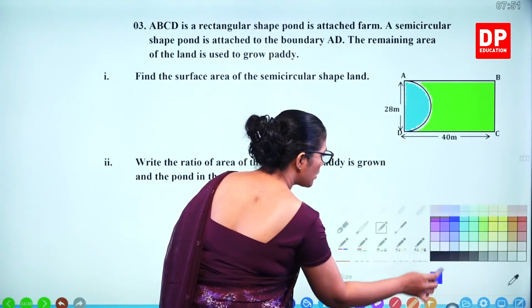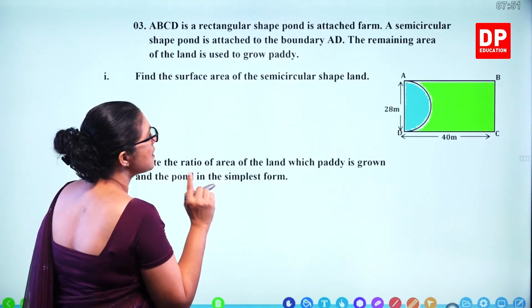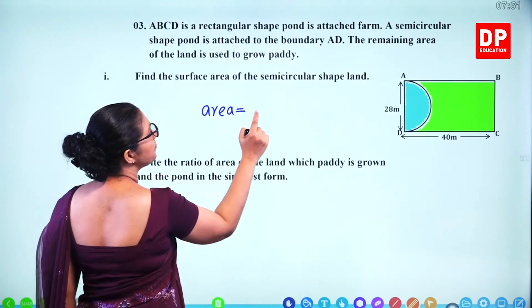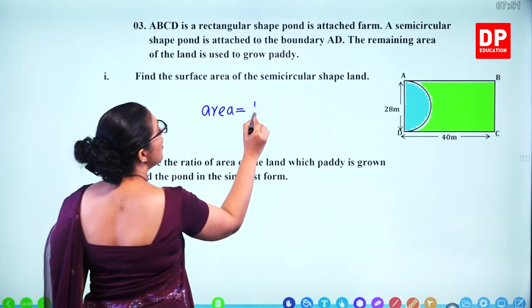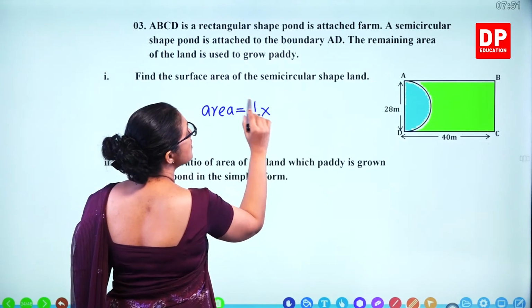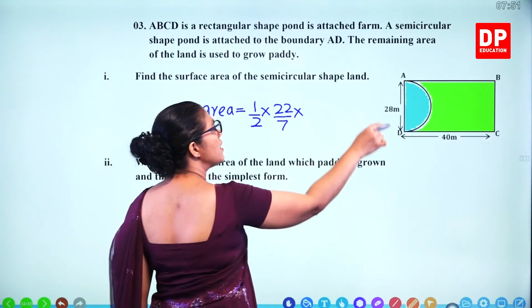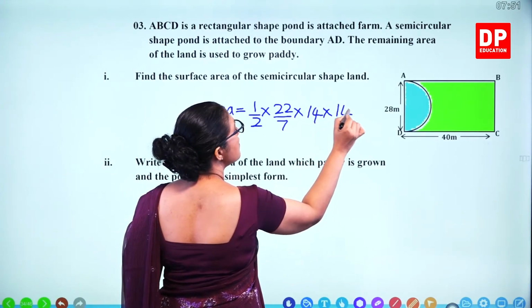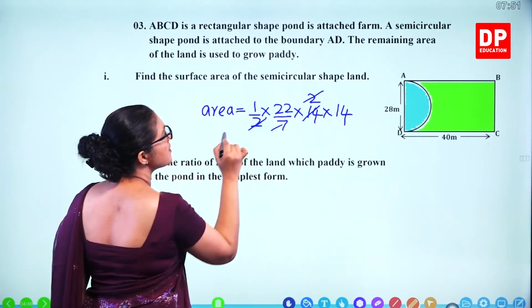So we'll find out the surface area of the semicircular part. So area becomes, that's a semicircle, half of the area of the circle, pi r squared. 28 is the diameter, so half of that, 14, is the radius. 7 times 2, the 2 gets cancelled out.